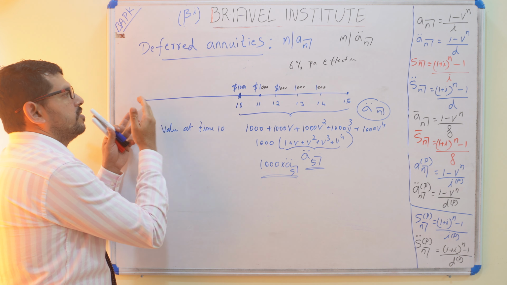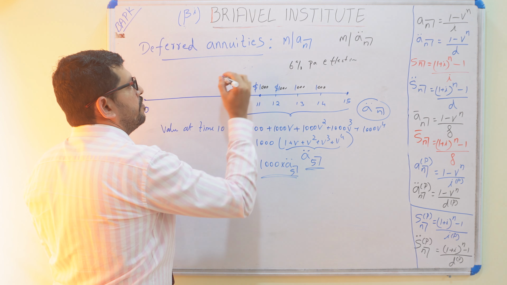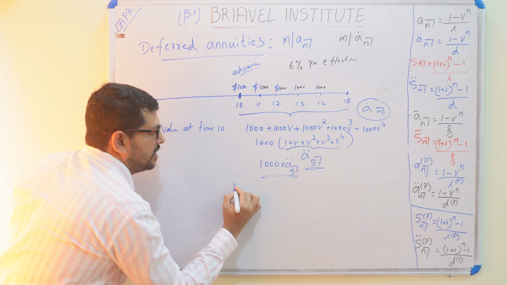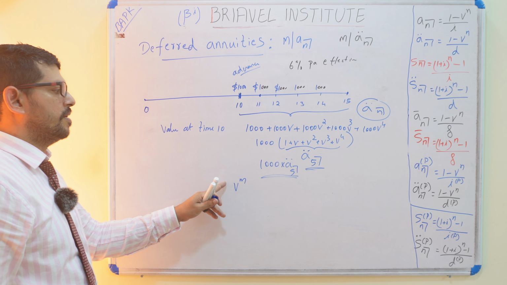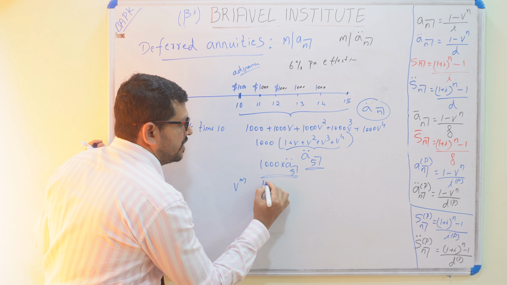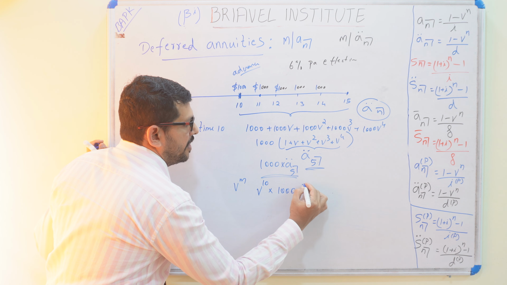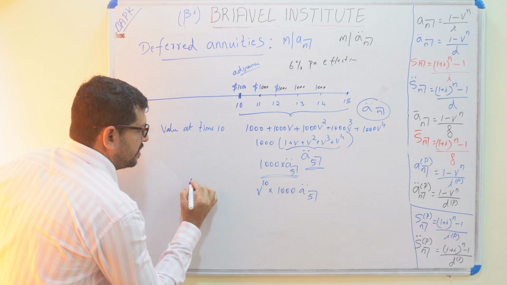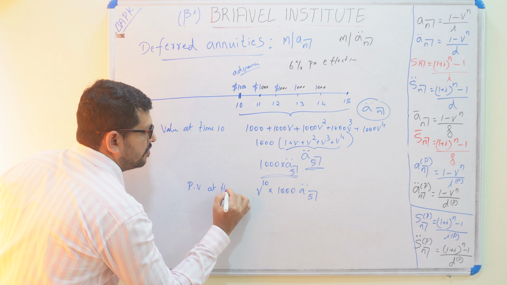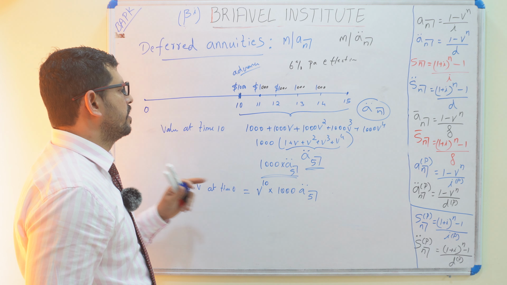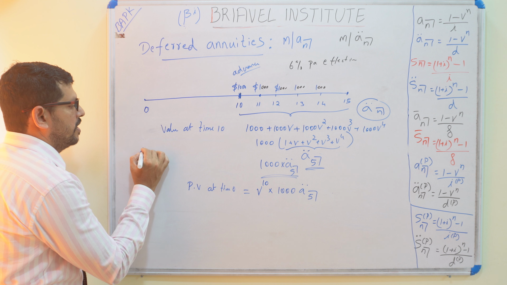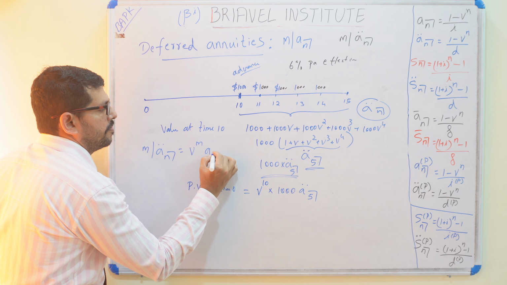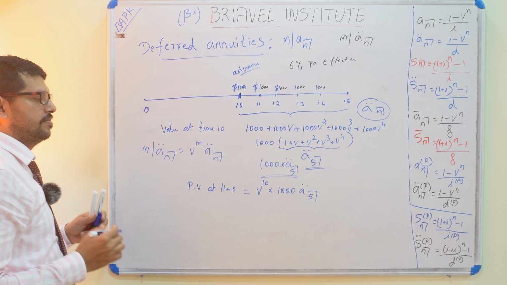Then from here to here. So here the payment is in advance. Payment will be written like it is in advance. From here to here, how to find out? It is V raised to m. Again we need to put V raised to m. So V raised to 10 and 1000 a due n, a due 5 years. So this is the method, present value at time 0 equal to V raised to m. The same formula is like that. m bar a due n, we can write as V raised to m a due n.